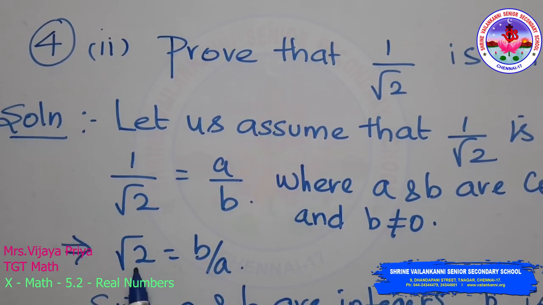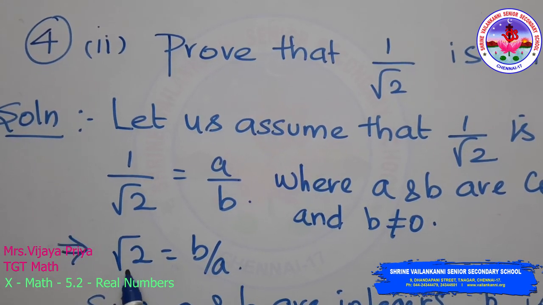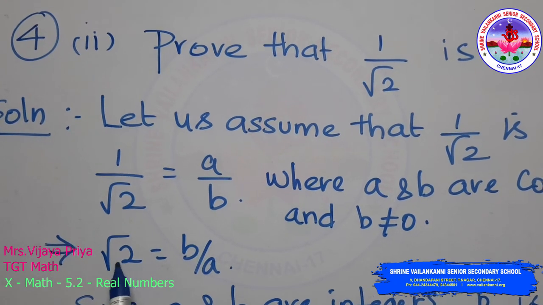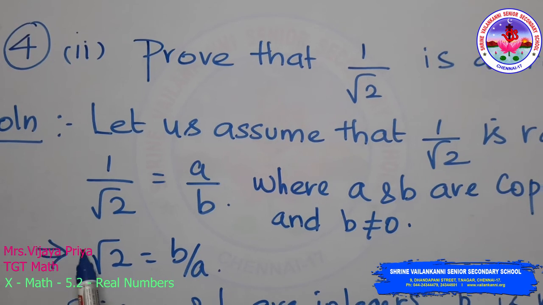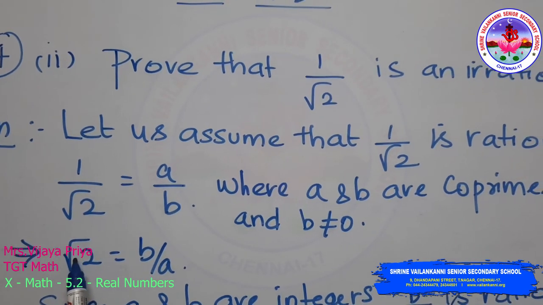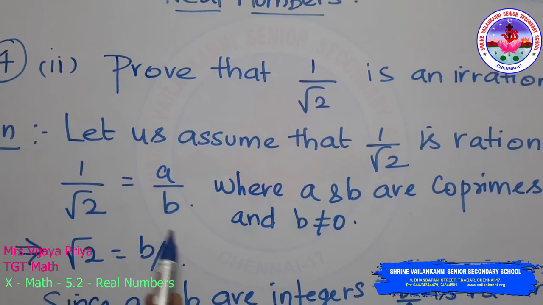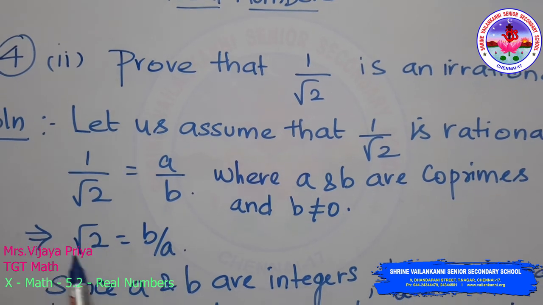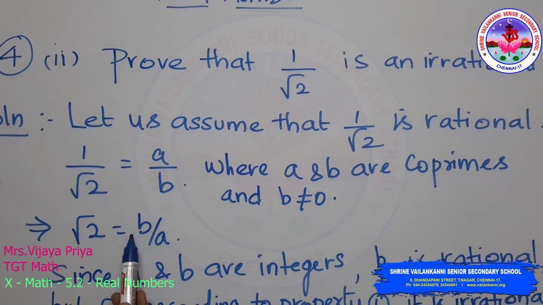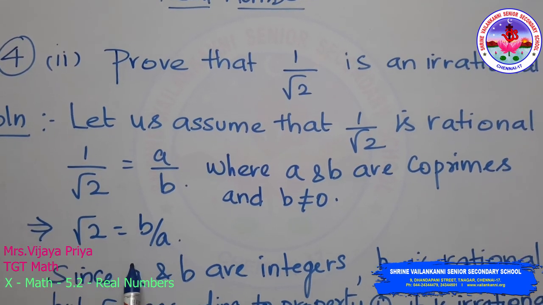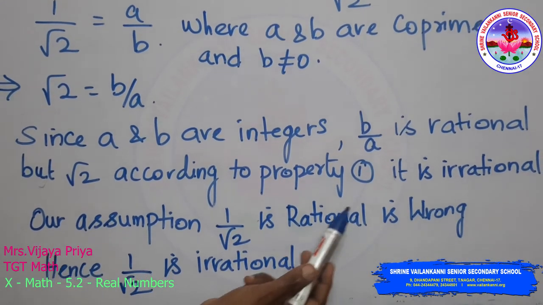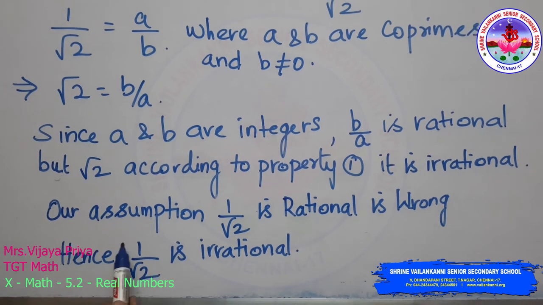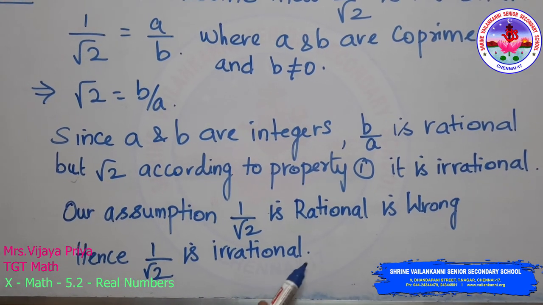Now coming to the left hand side, by using my property 1, if p is a prime number, then square root of p is an irrational. Using that property, we find that root 2 is an irrational number, which contradicts this fact. So this arises due to our wrong assumption that 1 by root 2 is rational. So our assumption that 1 by root 2 is rational is wrong. So hence 1 by root 2 is irrational. Hence proved.